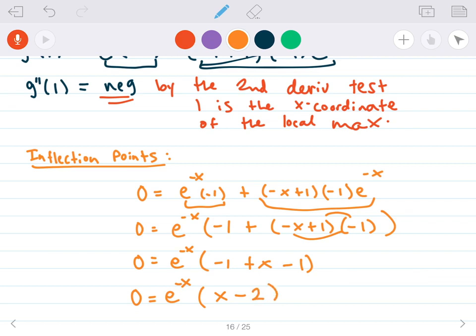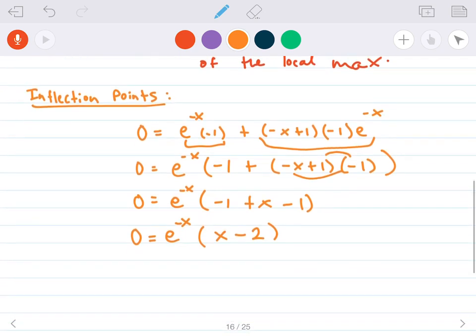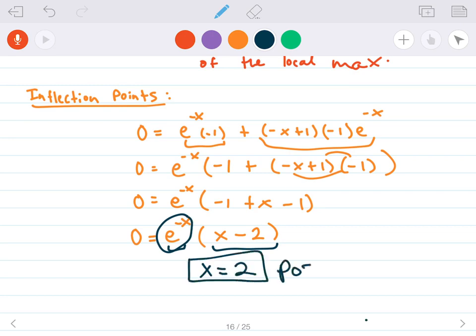Okay, great. Let me put that in. Now what I'm going to do is set each of these equal to 0 and solve for x. Remember, e to the negative x is never going to equal 0, so we can throw that out. x equals 2 is going to be my possible, here's the key word, possible inflection point.